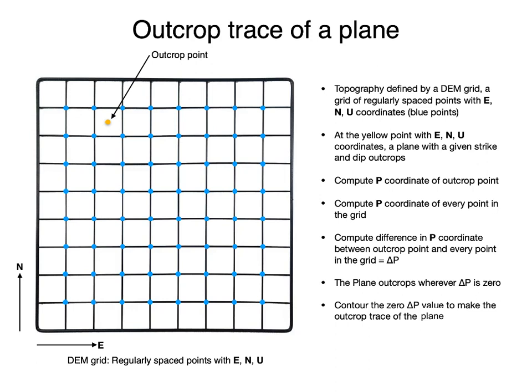We can compute the difference in p coordinates between the outcrop point and the points of the grid. We will call this difference delta p. The plane outcrops where delta p is 0. Therefore, to draw the outcrop trace of the plane, we just need to contour the 0 value of delta p.